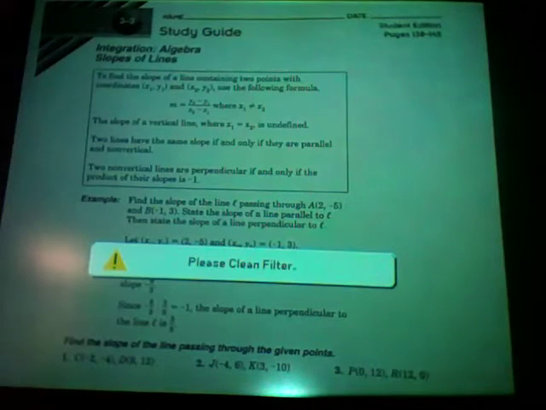All right, so today we're going to look at slopes of lines. And so I gave you the study guide on purpose so you wouldn't have to write so much about something you hopefully already know.